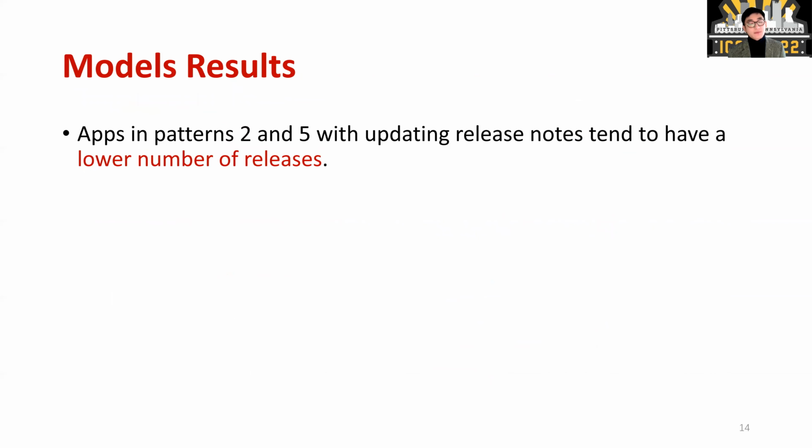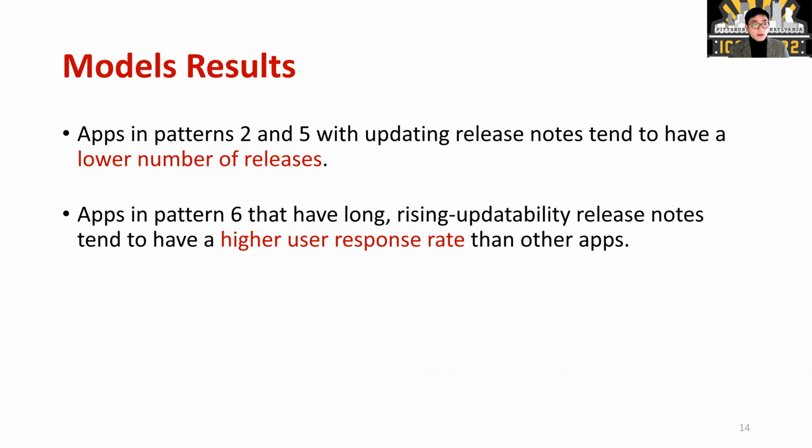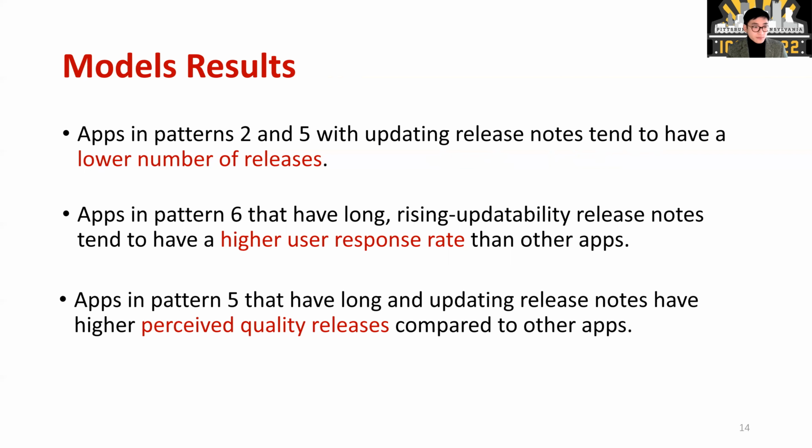So after building the 6 models on the 6 identified patterns, we find some interesting results for each pattern. Specifically, we find that apps in pattern 6 that have long and rising updatability release notes tend to have higher user response rate. Apps in pattern 5 that have long and always updating release notes have higher perceived quality releases compared to other apps.